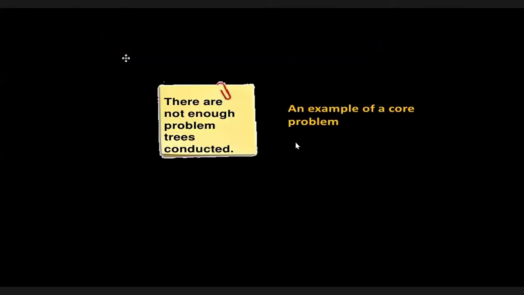So let's look at this example. An example of a core problem is, for example, there are not enough problem trees conducted. Okay, so there are not enough problem trees conducted because, well, maybe we don't know why. So we want to know why. There are a lot of tools in looking into the causes and effects. I don't know if you have heard of the Ishikawa diagram or the fishbone analysis, also the cause and effect relationships.